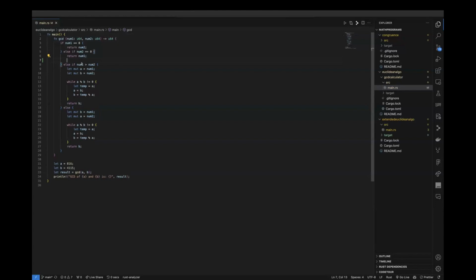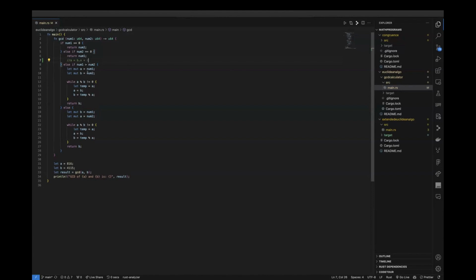First of all, I check for the one that's greater, because we usually write it as A equals B times X plus the remainder. So I want the greater number to be A and the smaller number to be B. I first of all check for that.